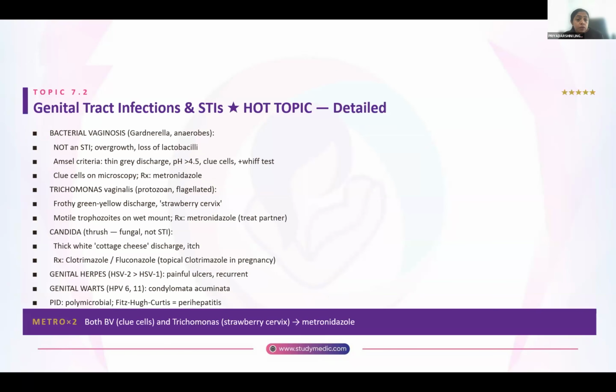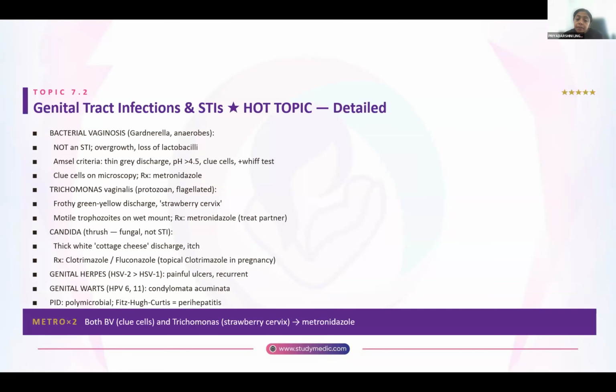So, bacterial vaginosis, as we just saw, is caused by Gardnerella, which is an anaerobe. This is not an STI. Now, what happens in bacterial vaginosis is there is loss of the protective bacteria, which is your lactobacillus. So, there's a thin gray discharge, and you have clue cells, and the whiff test is your test of choice for this. The treatment is metronidazole.